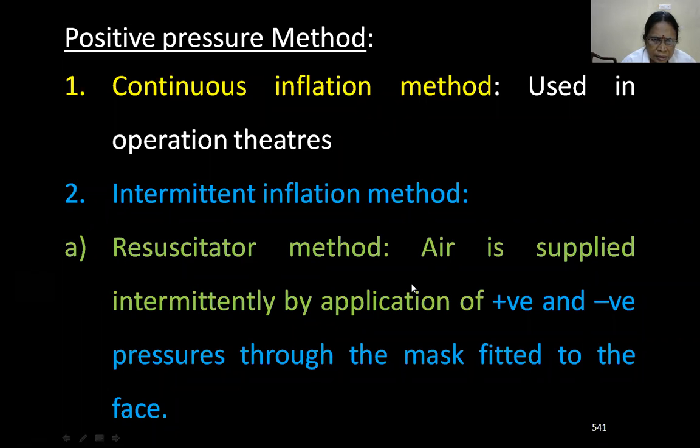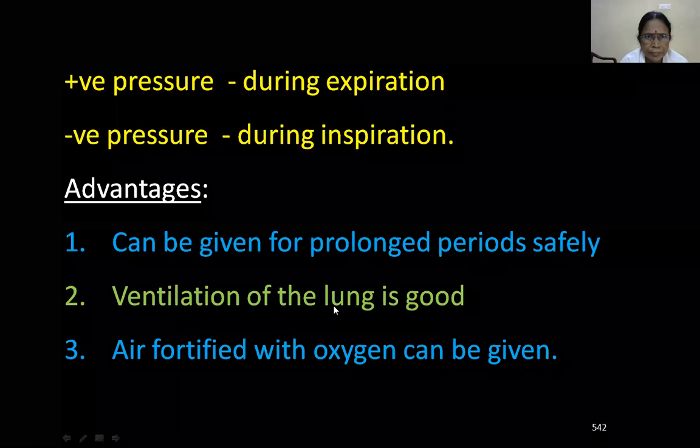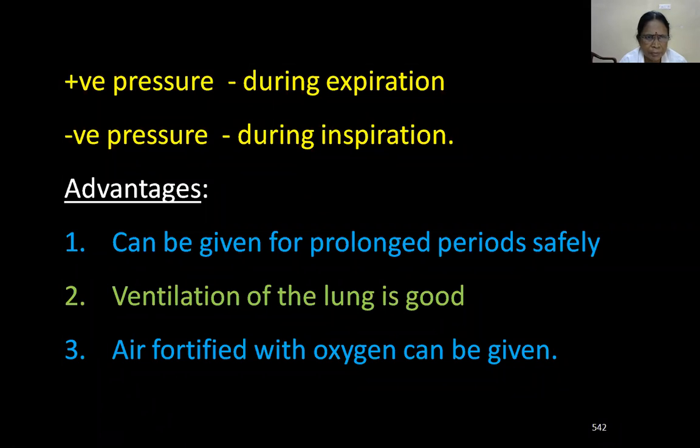In the resuscitator method, air is supplied intermittently by application of positive and negative pressures to a mask fitted to the patient's face. This is called the resuscitator method. Positive pressure is given during inspiration, negative pressure during expiration. The advantages of this method are that it can be given for prolonged periods and the ventilation of the lung is good.